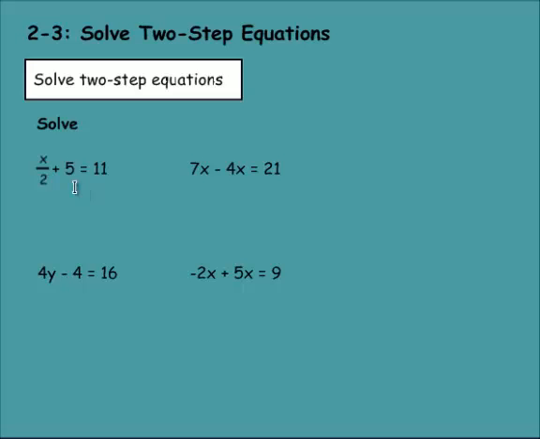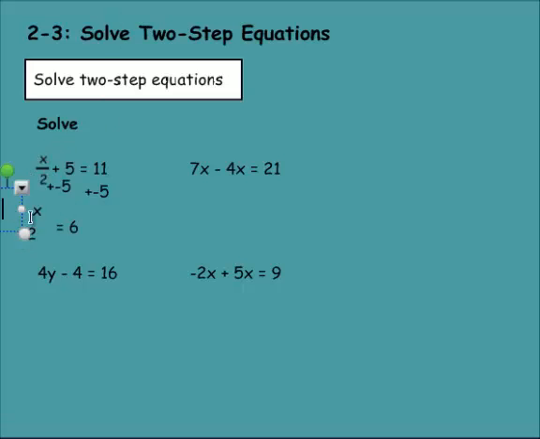What I mean by that is the x is being divided by 2 first, then adding 5. When we undo that, to get the x by itself, we have to work backwards. So since this happens second, we're going to get rid of this first. So we're going to add -5 to both sides. So that'll be leaving us with x over 2, and then now it's going to be equaling positive 6.